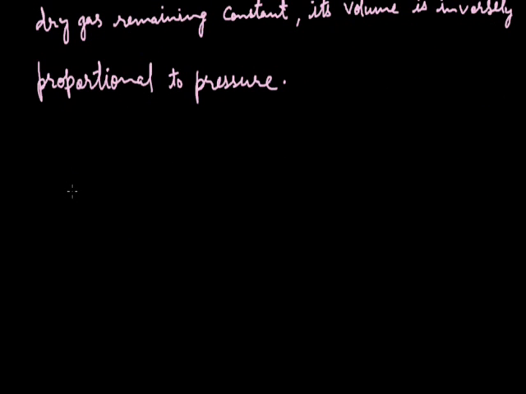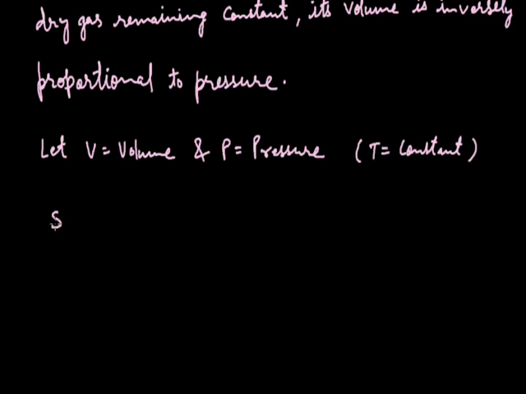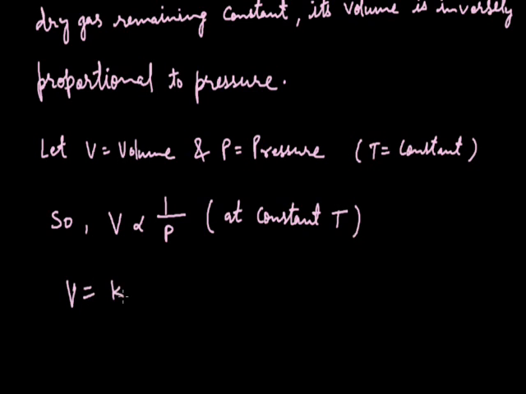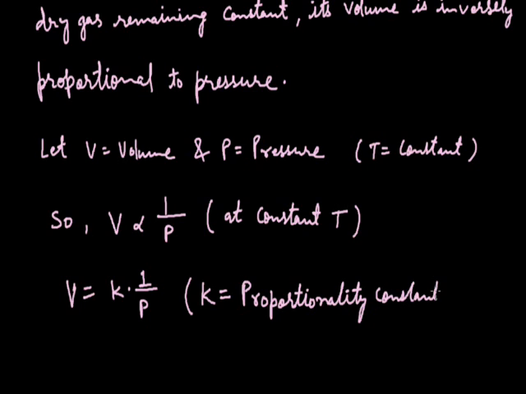To understand this, let V be the volume of an enclosed dry gas and P its pressure, such that temperature is constant. So volume is inversely proportional to pressure at constant temperature. V is equal to K upon P. Here K is the constant of proportionality. Hence PV is equal to K.